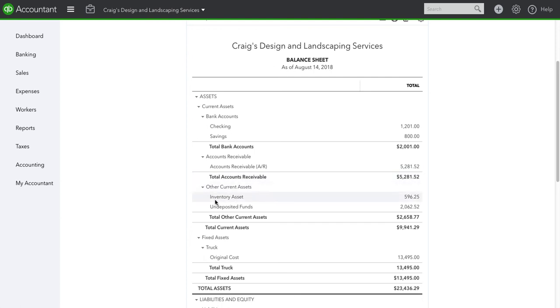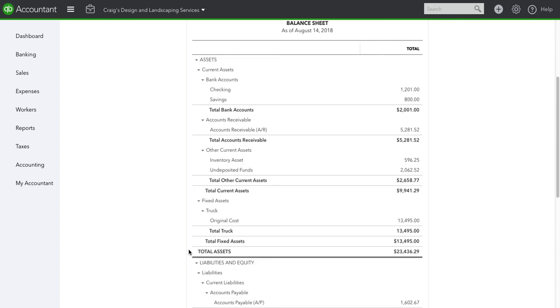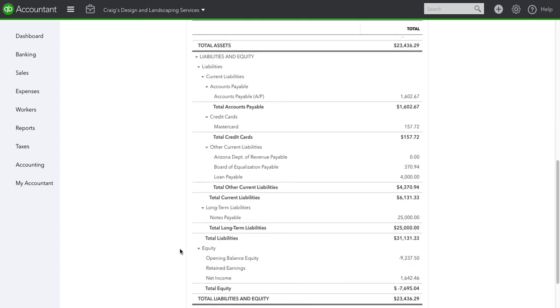Current assets would be inventory. If you have inventory in your business, this is an asset that should be listed here. Undeposited funds, these are monies that you've received but have not deposited into the bank account. And fixed assets, usually your vehicles, equipment, computers, etc. And let's scroll down a little bit more.